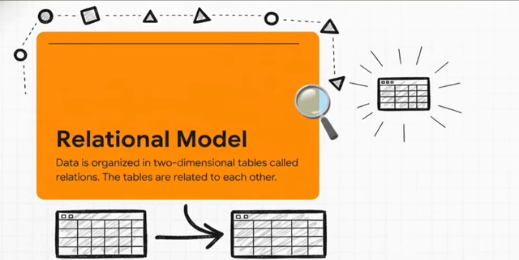But let's be real. The undisputed champion, the one that runs the world today, is the relational model. And the reason it got so popular is because it's just brilliantly simple. It organizes everything into basic two-dimensional tables. Seriously. Just think of a bunch of spreadsheets that can all be linked together. It's incredibly powerful and flexible.